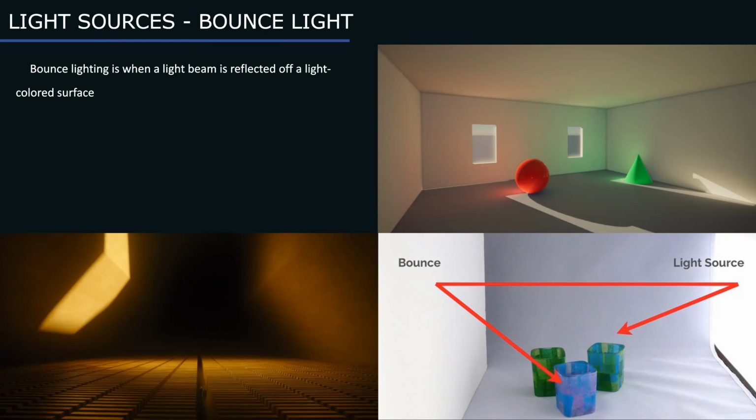Unless you're using Lumen or baking everything, you'll need to fake and simulate bounce lighting to make your scene look believable. It can also help to bring more light into the dark shadows.